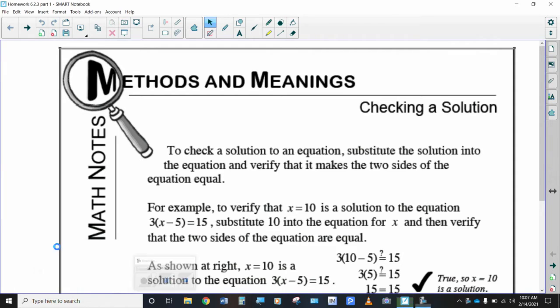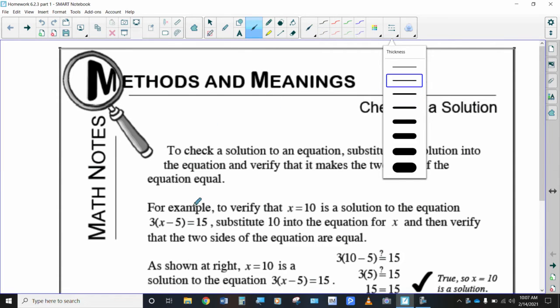Alrighty, let's take a look at our homework for lesson 6.2.3, part 1 or day 1. This is on checking solutions. So just remember, we go through a process.